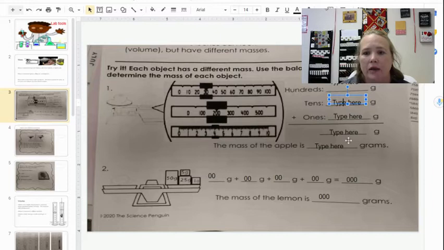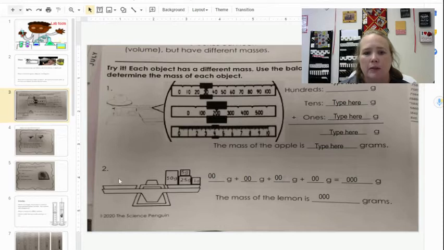Then you'll add those up: 234. Notice there's a small g here that stands for grams, and then there's another place right here that says the mass of the apple is blank grams. The total you get here, the 234, is also going to go in this blank. All right, so that's how you do that one.